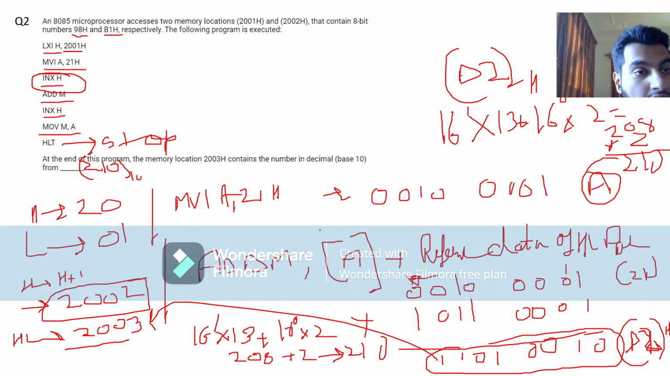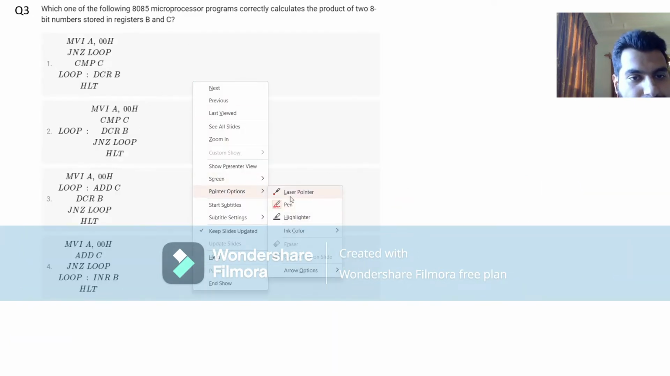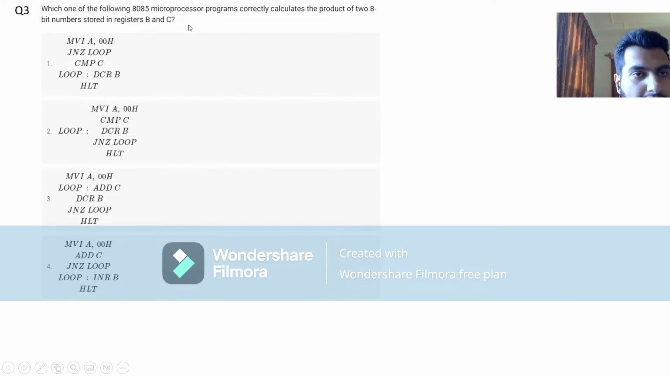Okay, thanks. So now we'll move forward to question number 3. The question asks which one of the following programs correctly depicts the multiplication of two numbers stored in registers B and C. As you know, in the 8085 microprocessor we don't have a direct multiplication operation. We have the addition operation, so we use addition to get our multiplication.